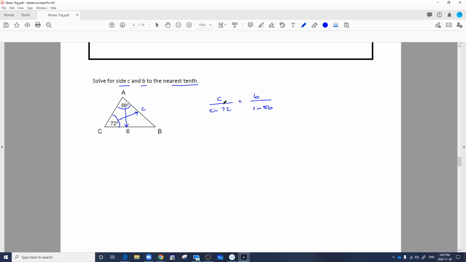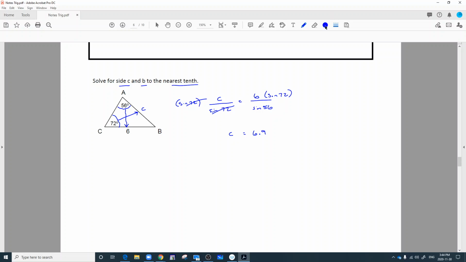By setting this up with my unknown on the top, it's really easy to solve. All I have to do is multiply both sides by the sine of 72. So I'm going to plug into my calculator 6 times the sine of 72 divided by the sine of 56. Depending on how your calculator works, you might want to type 6 times the sine of 72 equals, and then hit divided by the sine of 56. It should know where to put the brackets, but if it doesn't, just be careful. To the nearest tenth, you should find that side C is 6.9.